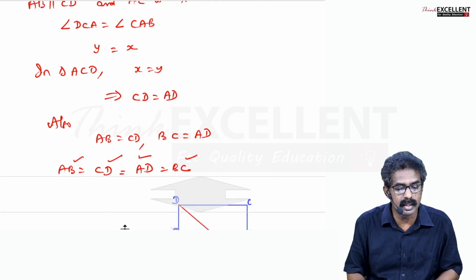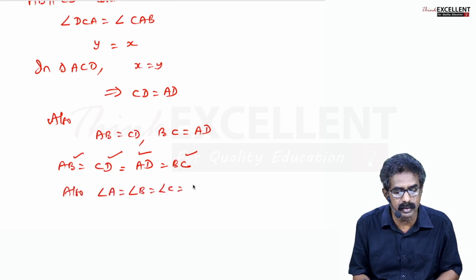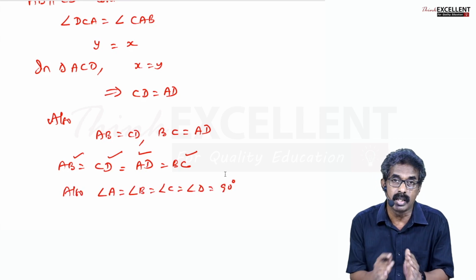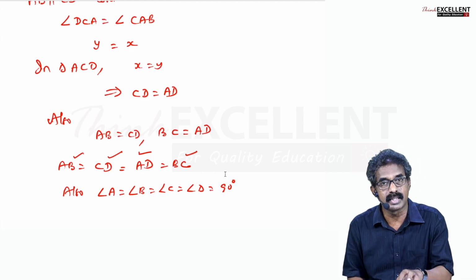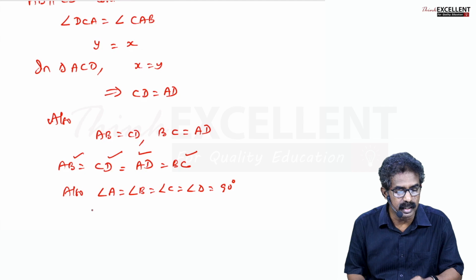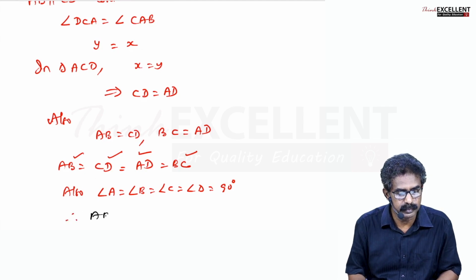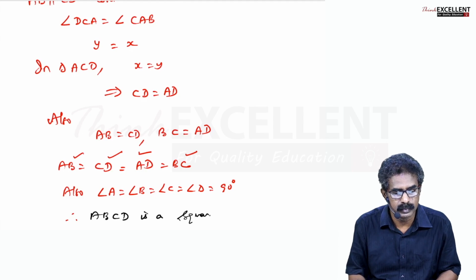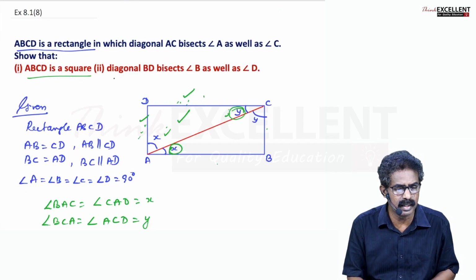Also, you know every angle is 90 degrees: angle A equals angle B equals angle C equals angle D equals 90, because it is a rectangle. Four equal sides alone means it is a rhombus also, right? So here four sides are equal and each angle is 90 degrees. Therefore, what can you say? ABCD is a square. So the first part is over. Second part, very simple.